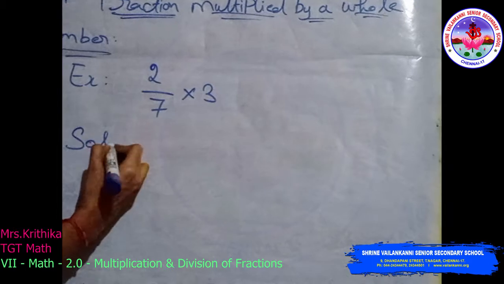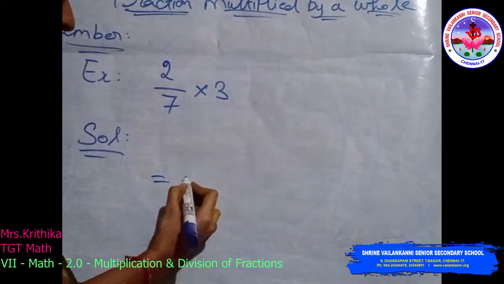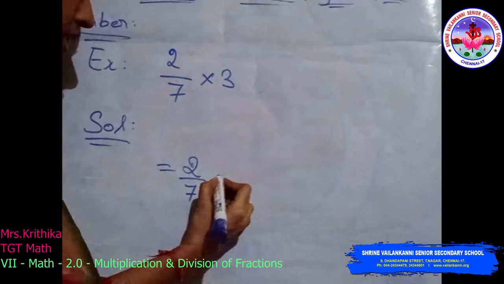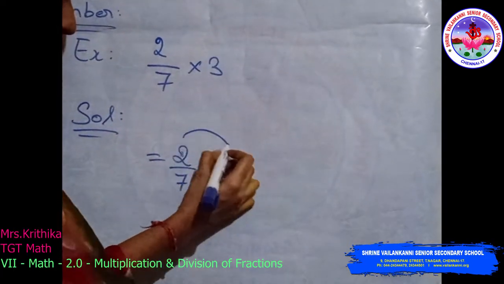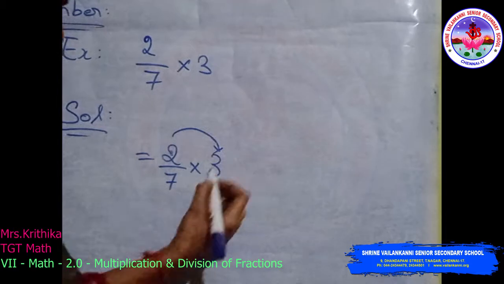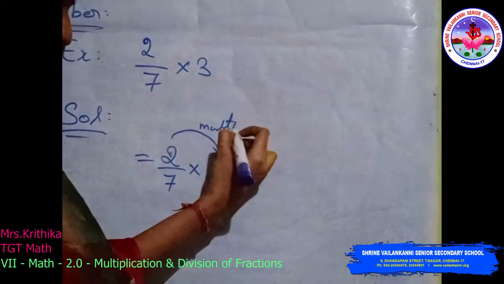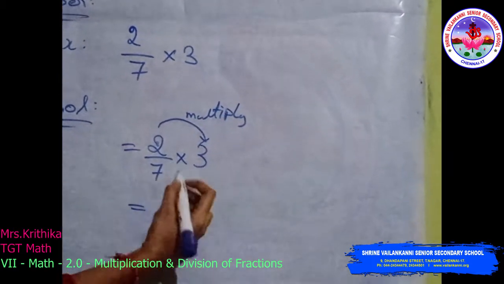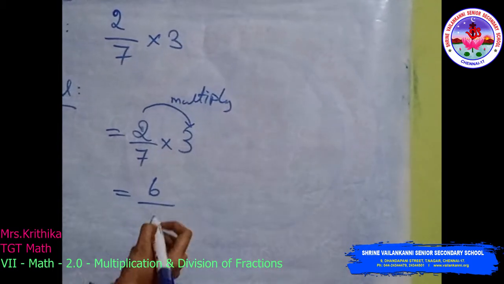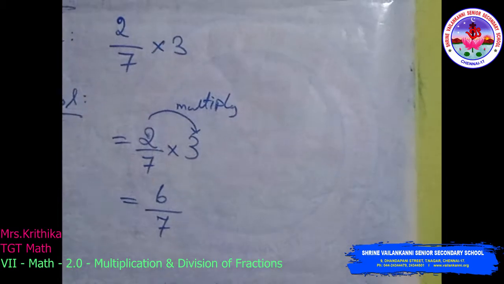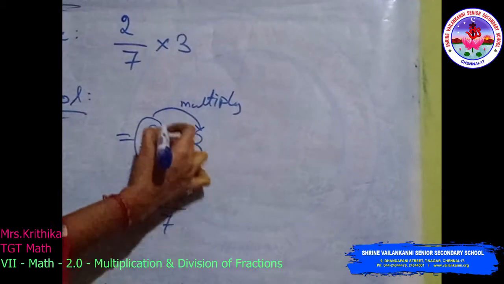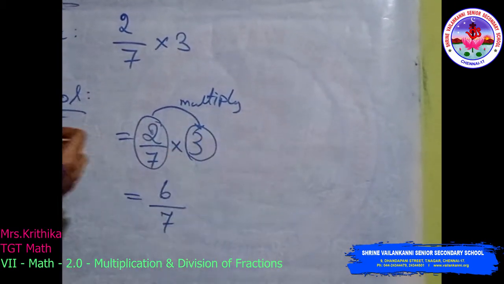Solution: 2 by 7 into 3. You can multiply 2 into 3. What's the value? 2 3s are 6. The denominator is the same, 7. Here this is the rational number, and 3 is the whole number.